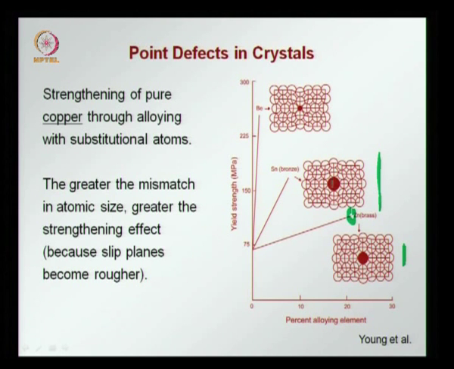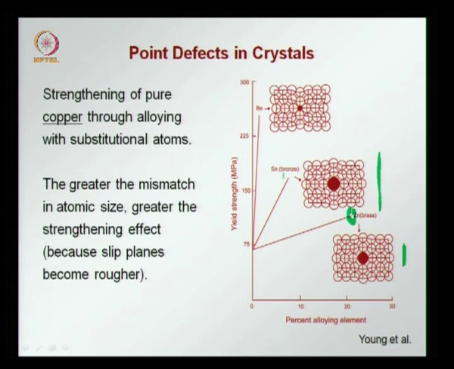You cannot put in more tin atoms than about 8%. The other consequence is, now you see that the crystal plane is rougher, there is a bigger bump here. So when we have to introduce these slips or shearing over these planes, then you will need more energy to create a slip here, so therefore the yield strength goes up even higher.